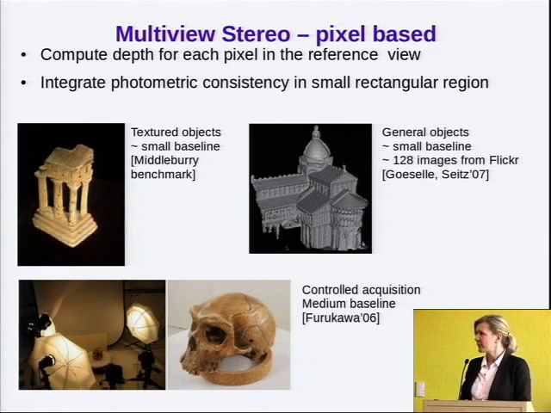Another kind of setting which is hard to adopt is urban environments, where we often do not have control over the settings for acquisition of these images. Often the lighting changes dramatically, and that causes problems with the photometric consistency measure.